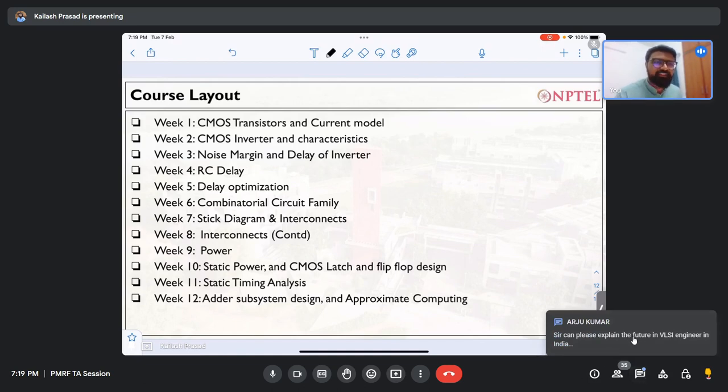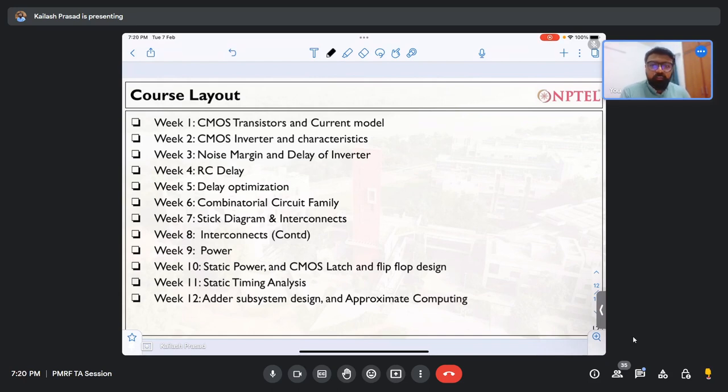Arju Kumar has a very interesting question: what is the future of a VLSI engineer in India? The short answer is that the future is very bright. As I've already mentioned, we have all the design houses in India. When I talk about design houses, I mean Intel, NXP, IBM, AMD, Qualcomm, and Xilinx. I think Xilinx has been combined with AMD, and all the companies you can name.